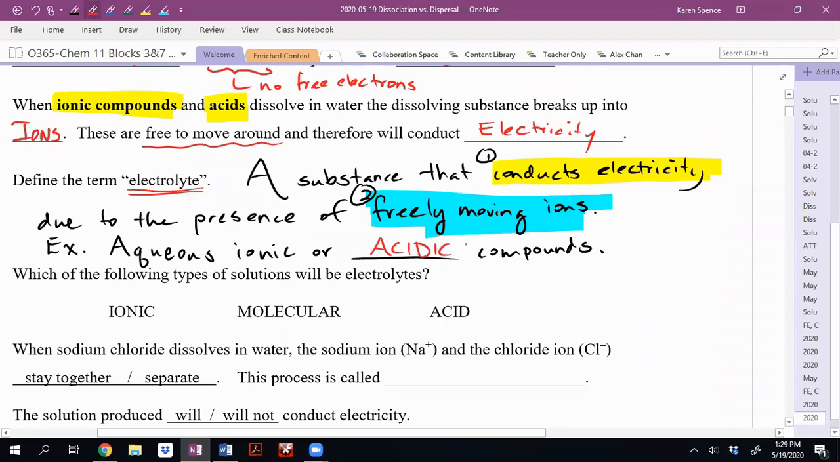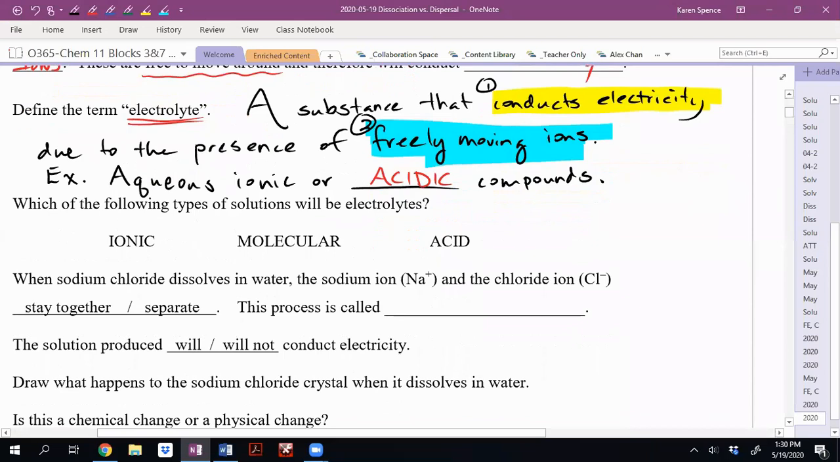So you've done a bunch of dissociations of ionic compounds. Today, we're also going to look at dissociations of acidic compounds, because even though acids are molecular, they will dissociate into ions in water. It's because the hydrogen ion is so teeny tiny and it falls off easily. We're not going to worry too much about why, but anyway. Okay, so our next question, which of the following solutions will be electrolytes?